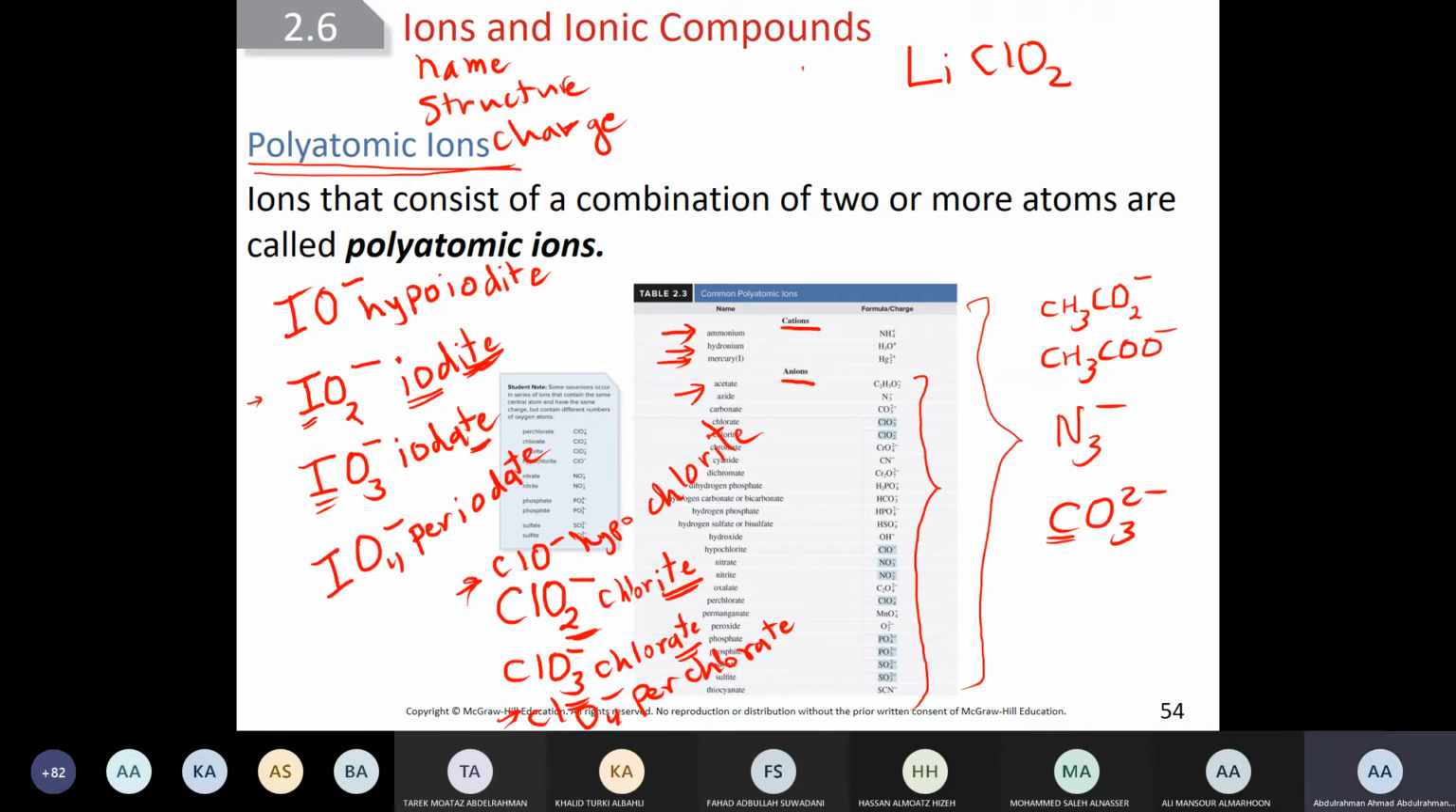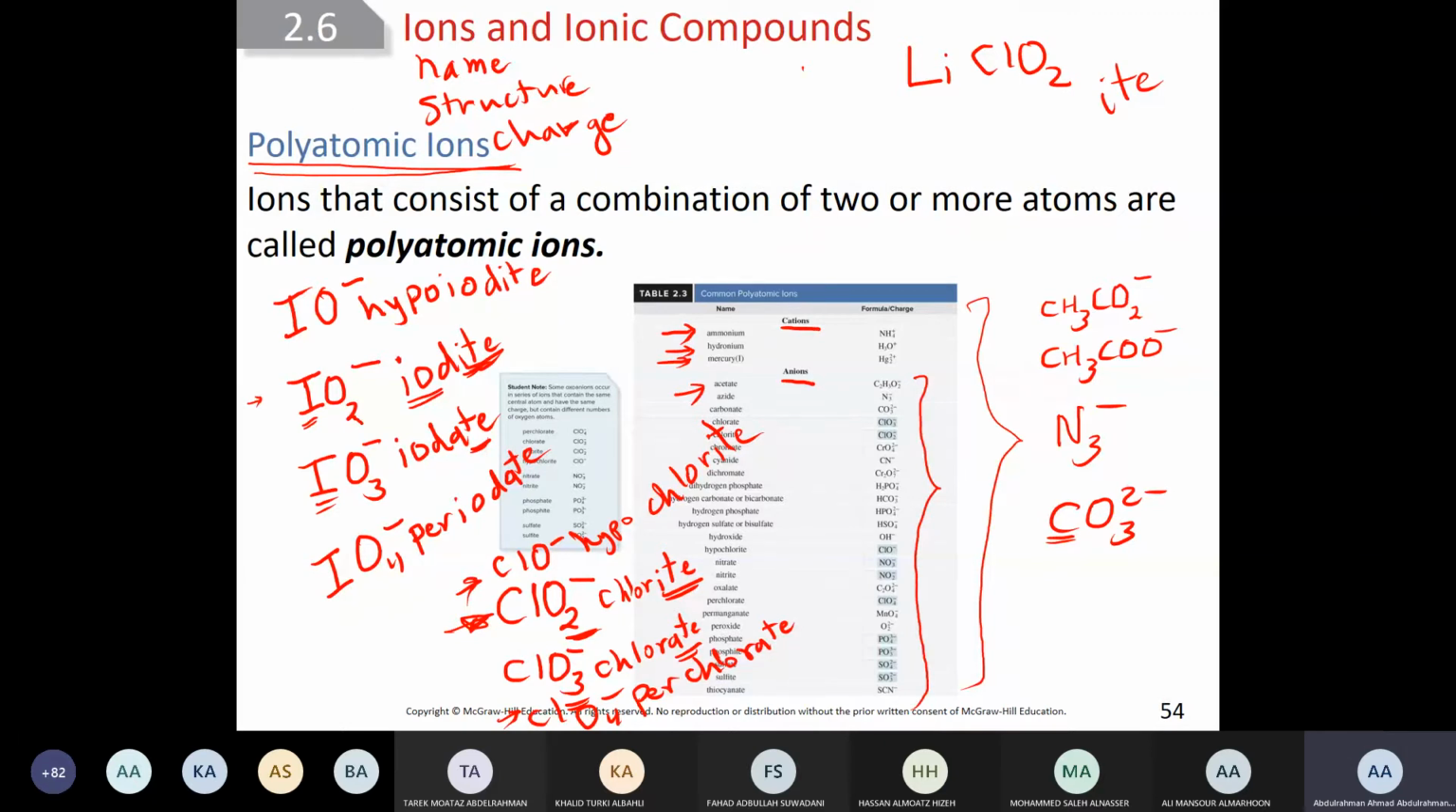Lithium chloride. Chloride. Hear it very well. That's why I wanted you to memorize this table. You have to tell me it is lithium chloride at the end. All right? Good.